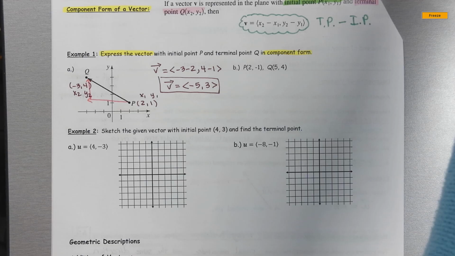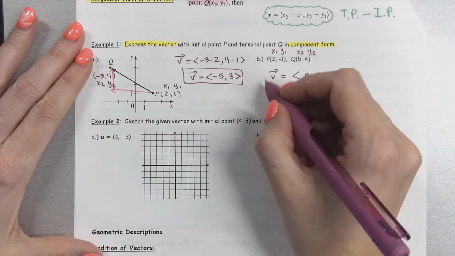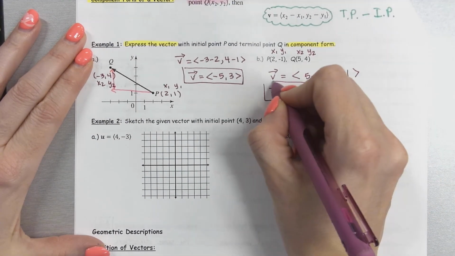Okay, Lily, what did you get for your horizontal component, and tell me how you found it? So the x's are going to be the horizontal. I did x2 minus x1, so 5 minus 2, I got 3. Perfect. Okay, and then Sarah, how did you find the vertical component? I did 4 minus -1, so I got 5. Great. So minus the negative is going to turn into a positive.